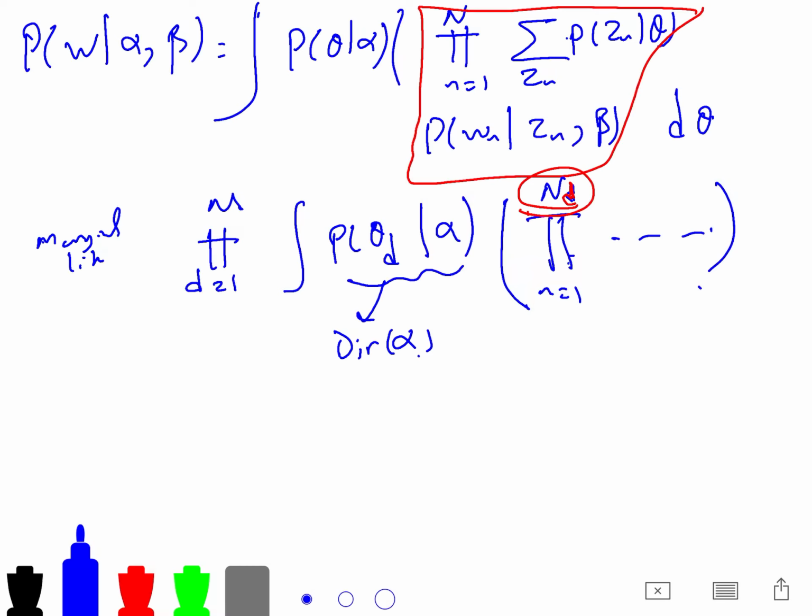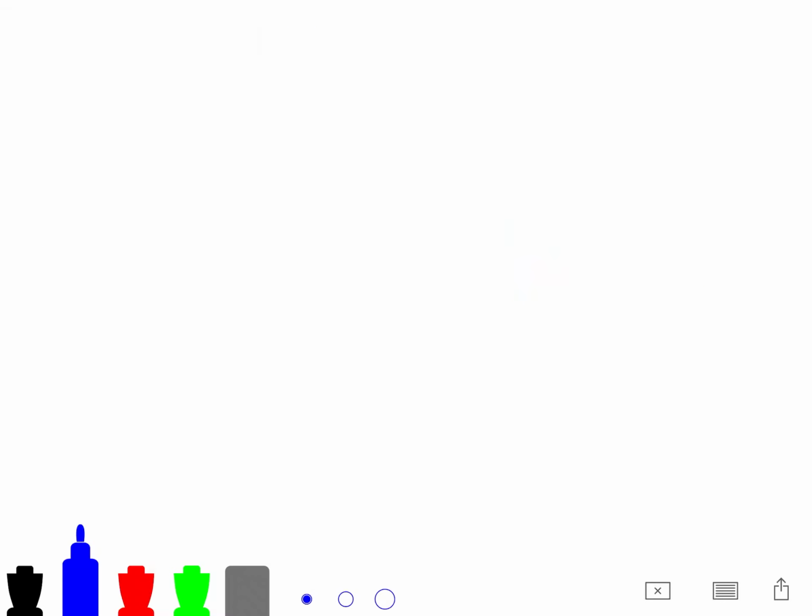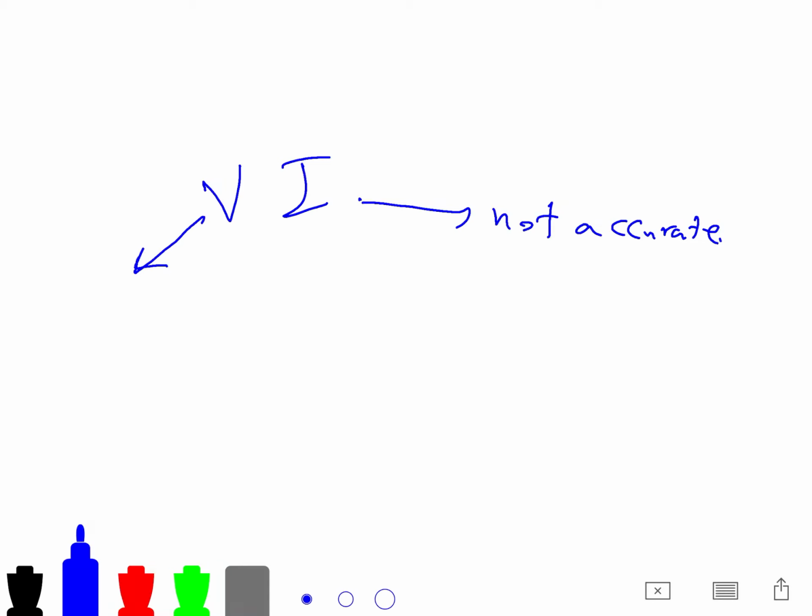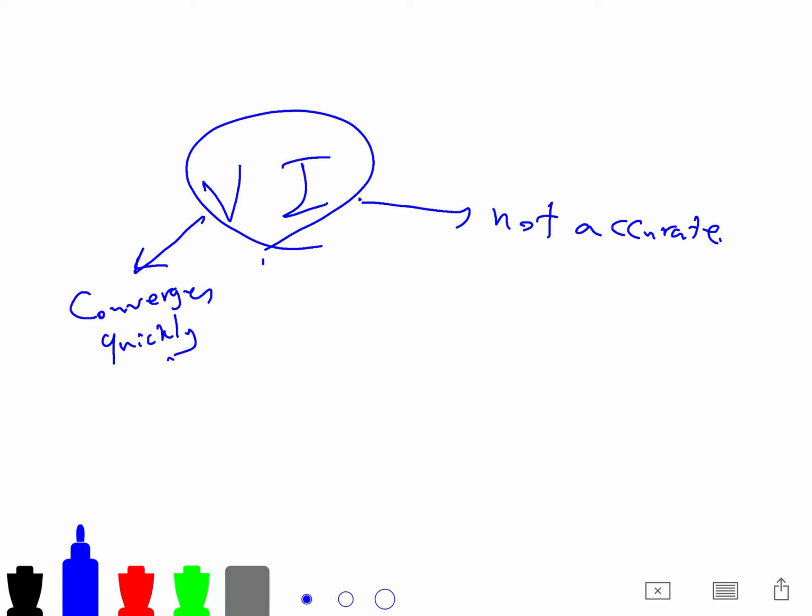What we can do is use variational inference, which on one hand is not accurate. Unlike the MCMC, which I love, Markov chain Monte Carlo, it's very accurate, but it takes time. But variational inference converges very quickly. So the distribution is intractable to compute in general. That's why we use variational inference.